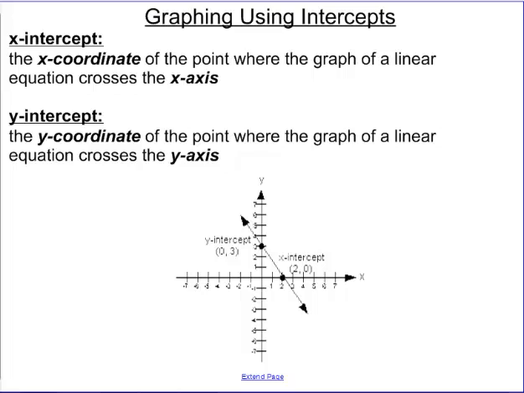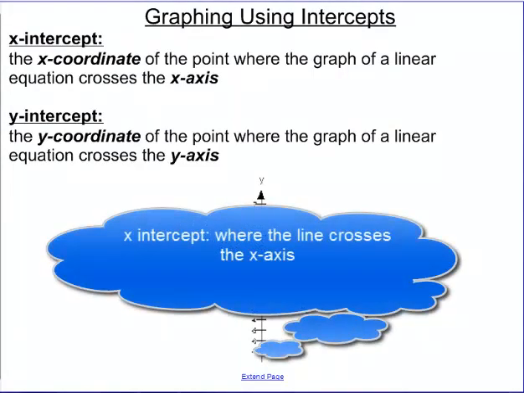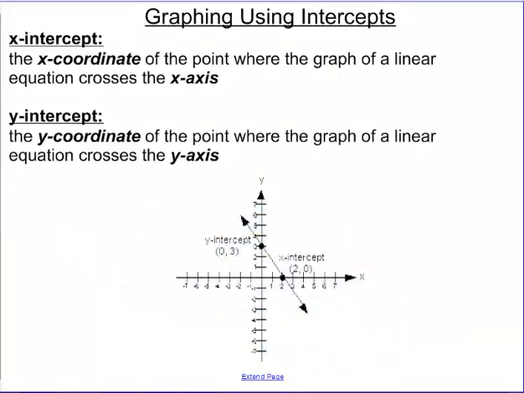The x-intercept is the x-coordinate of the point where the graph of a linear equation crosses the x-axis. A lot of x's there. Basically, I want to know at what point does it cross the x-axis. And what you'll see, we will know the y-coordinate there, so we just need the x-coordinate. Vice versa, the y-intercept is the y-coordinate of the point where the graph of a linear equation crosses the y-axis.